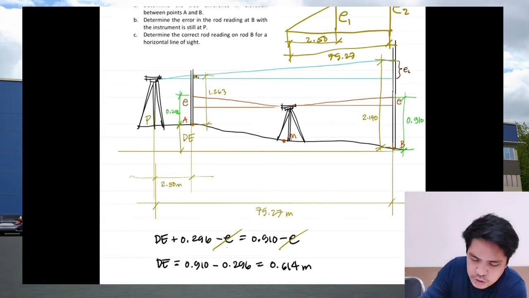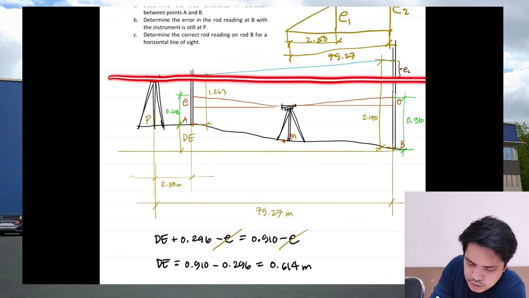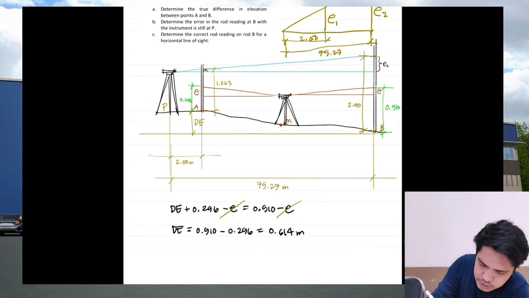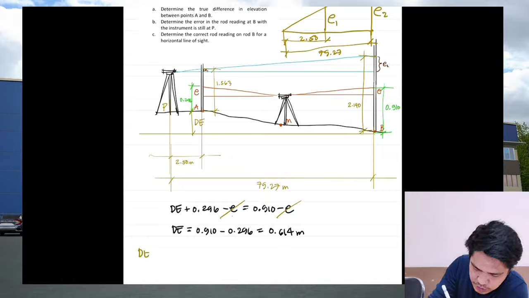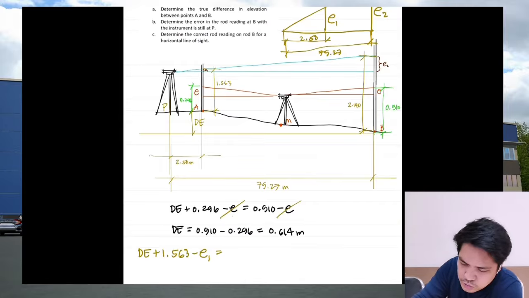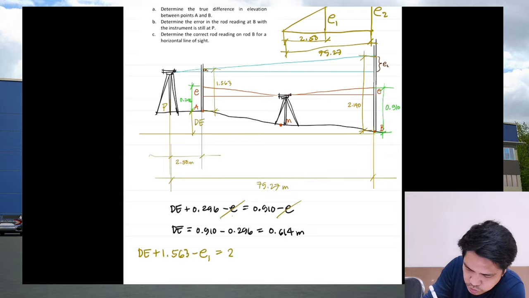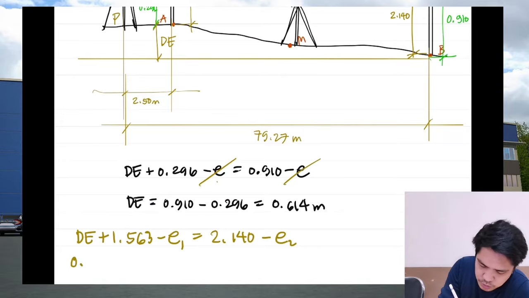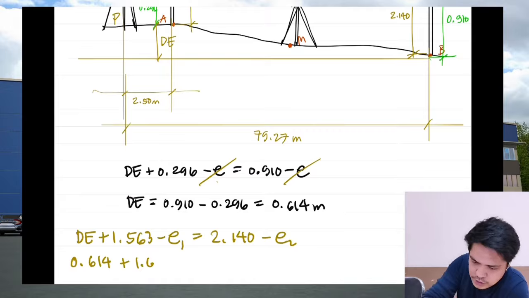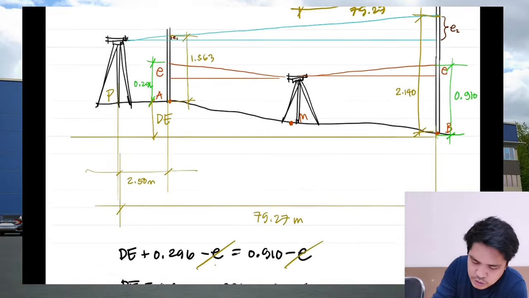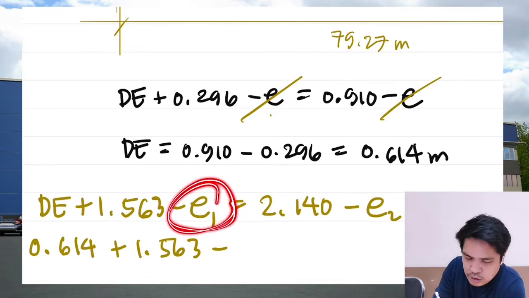Ayun. And using again this level line, we know that this distance is equal to this distance, right? And that would be DE, let me use this, DE plus 1.563 minus error 1 is equal to this reading, which is 2.140 minus error 2. And we have a value for error 1, for the difference in elevation, which is 0.614. So plus 1.563 minus error 1. And we are trying to solve for error 2, no, yung specifically yung tanong sa letter B. So I'll change error 1 in terms of error 2.